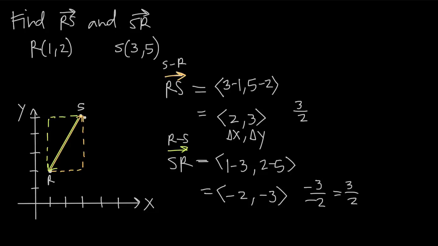But since they're vectors that indicate direction, we have to distinguish between the vector RS, which starts at R and ends at S, and the vector SR, which starts at S and ends at R. So that's how you find a vector from 2 coordinate points.